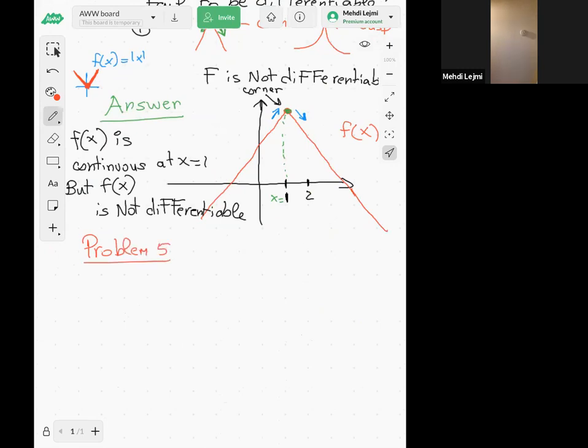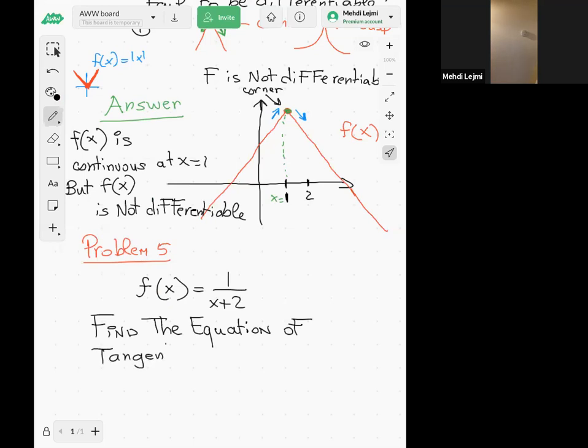This is from the review sheet, of course. Find the equation of the tangent line to the function f of x equals 1 over x plus 2 at x equal to negative 1. So my f of x is 1 over x plus 2. And you want to find the equation of the tangent line at x equal to negative 1.